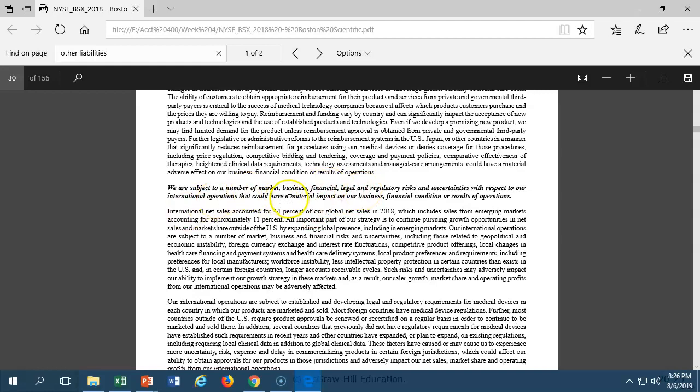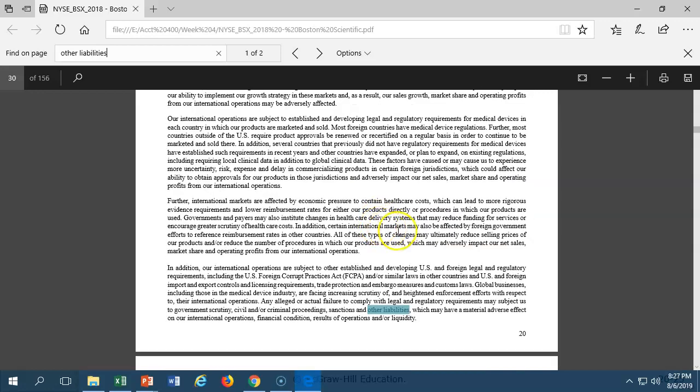We are subject to a number of market, business, financial, legal, and regulatory risks and uncertainties with respect to our international operations that could have a material impact on our business and results of operations.